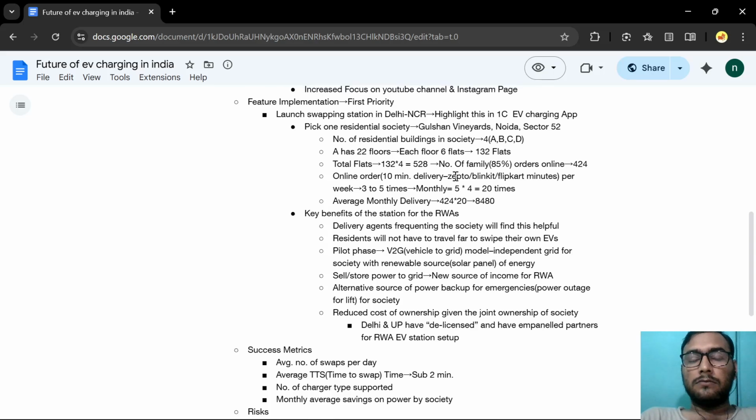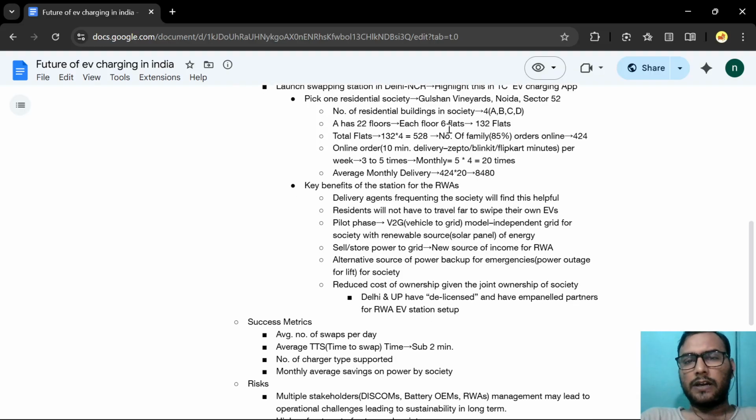and we'll pick one residential society. Let's say I have picked a society in Noida Sector 52. There are four towers, A, B, C, D. Each tower has 22 floors. Each floor has six flats, so it comes down to 132 flats per tower, and with four towers, 528 flats. So the number of families who order online.